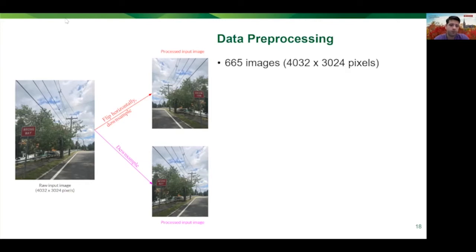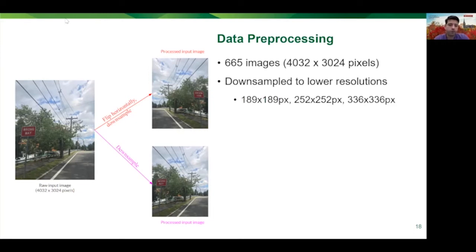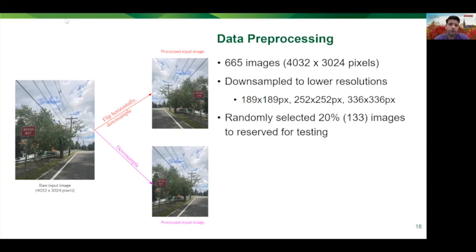On the left here, you can see what a sample raw input image looks like. Each image has a resolution of 4032 by 3024 pixels, which is quite large, and we had to downsample it for ideally enhanced model performance. On the down right, you can see the downsampled version. What we also did, in an effort to increase the size of the training set, was perform horizontal flipping.